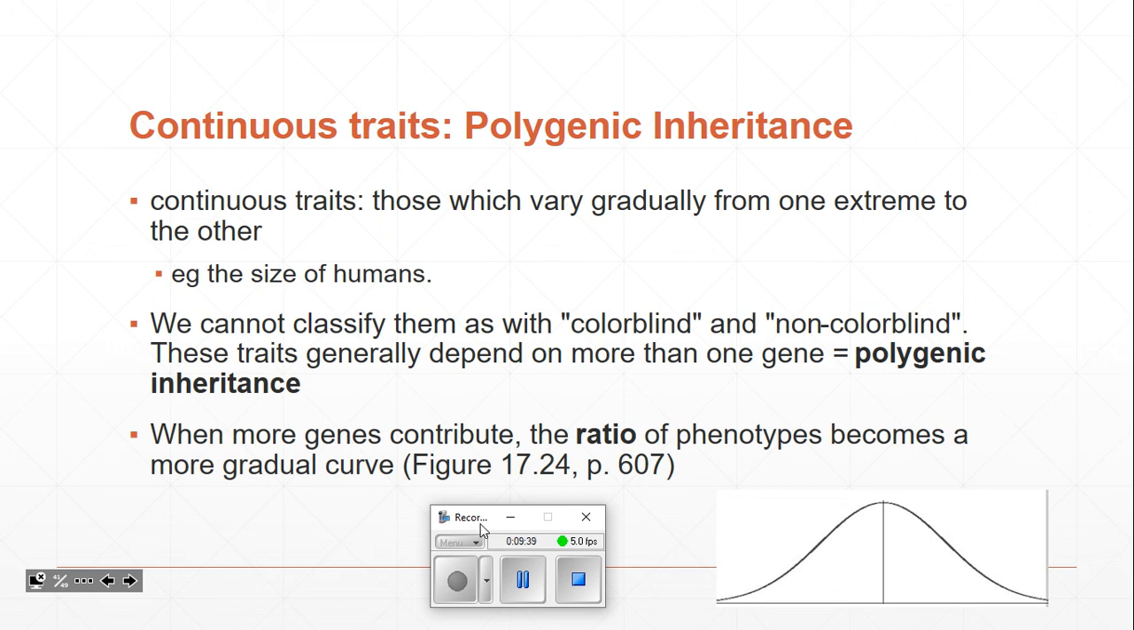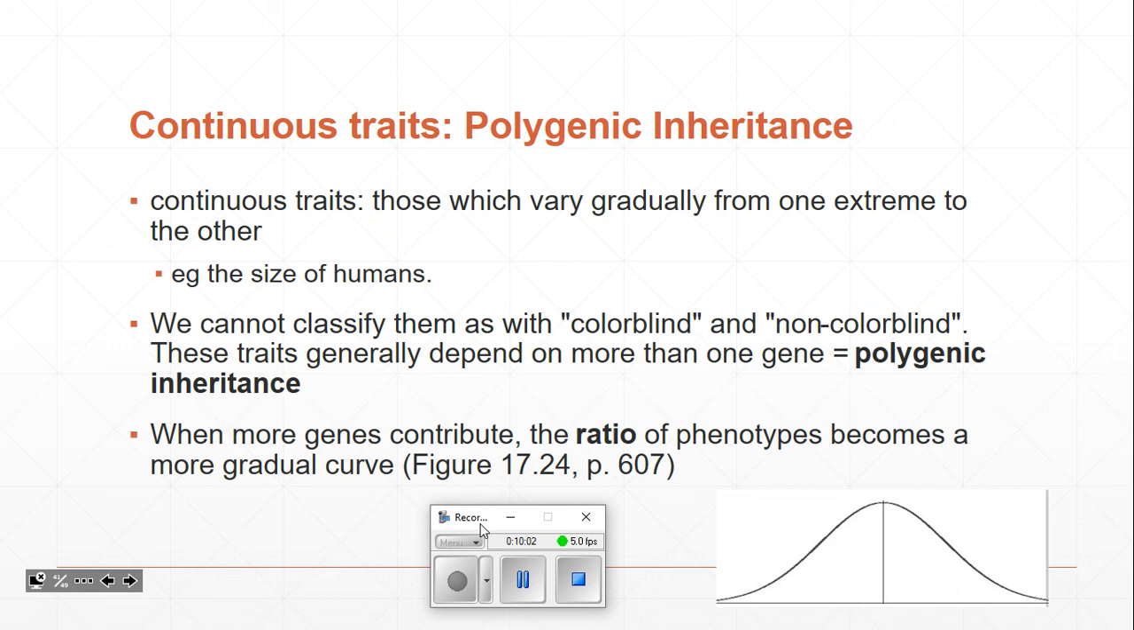But you have a lot of characteristics, and so do other organisms, that are what we call polygenic, where poly, which means many genes affect that trait. So continuous traits are ones that have a very gradual variation from one extreme to the other. A really good example is size of really anything.